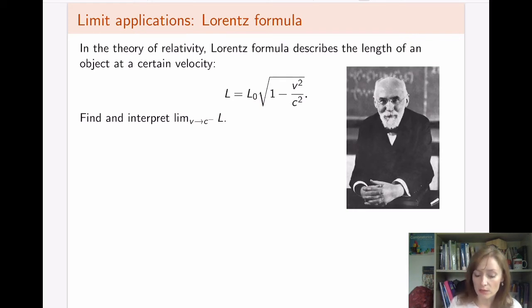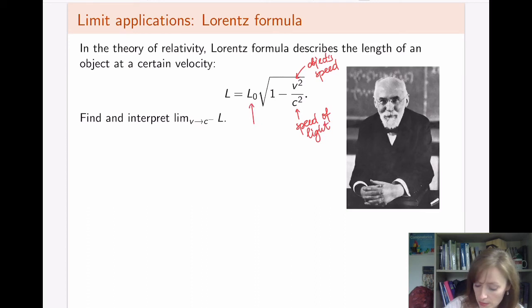So this is the formula that is known as the Lorentz formula, and it describes the length of an object at a certain velocity. Okay, so the formula has a bunch of constants and no real numbers, so let's label all the known quantities, or all the quantities that are actually in the formula. So this v is the object's velocity or speed. This c is the speed of light, so everything is compared to the speed of light. This L0 is the object's initial length.